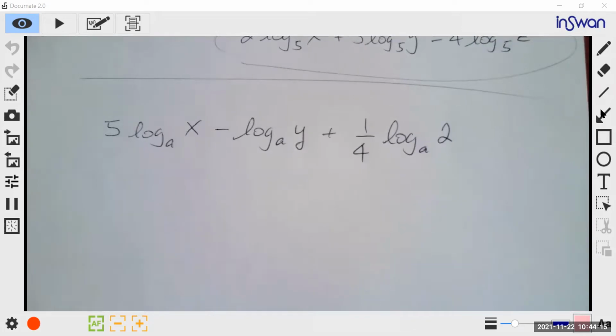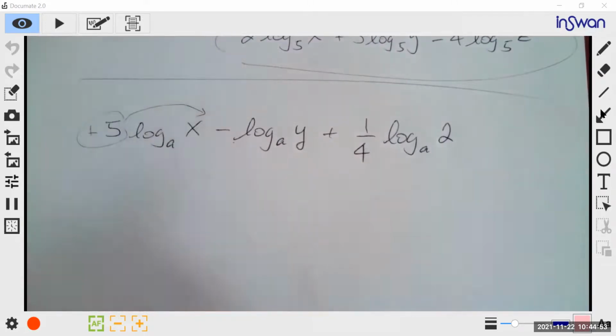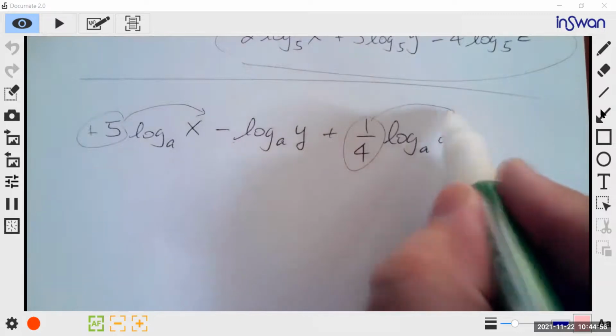Okay, what if I give you this? Shrink it, consolidate it. So remember, this thing has a plus. Anything that has a minus in front of it goes where? On the bottom. Very good. And any coefficient goes where? It becomes a power.